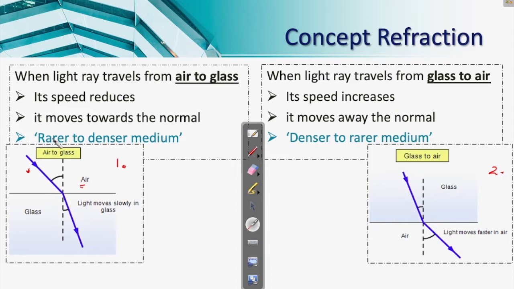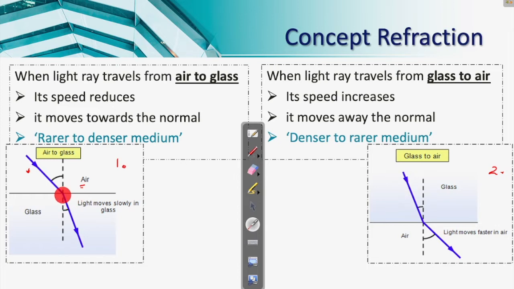The light is moving from a rarer medium to a denser medium. Rarer means less density, denser means high density. Light is moving from a less dense medium, which is air, into a high density medium, which is glass. Whereas in picture 2, the light is moving from a high density medium, which is glass, into a less dense medium, which is air. Look at the arrow. The arrow is showing that the light is coming from inside the glass, and it is emerging out in the air, right? And in both the scenarios, if you see, the light is bending.